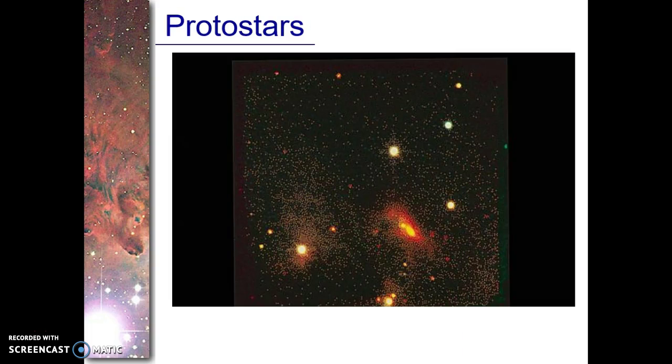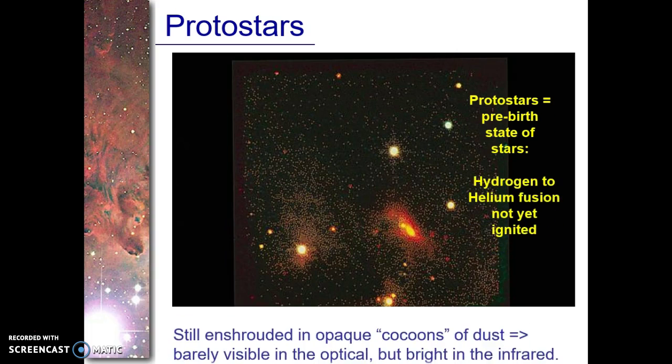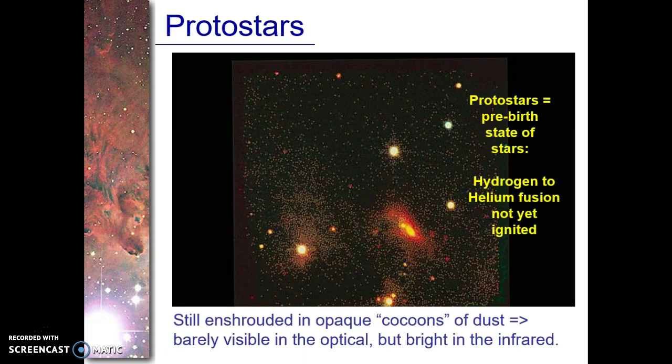Okay, protostars. Protostars are the pre-birth state of stars. In these protostars, the hydrogen has not begun to fuse into helium just yet. These pre-birth states of stars are in cocoons of dust, which means the star is pulling together and heating up on the inside, but it's surrounded by this cocoon.